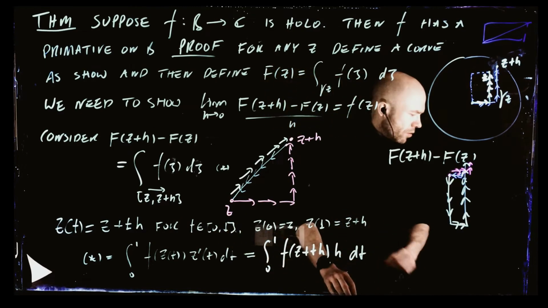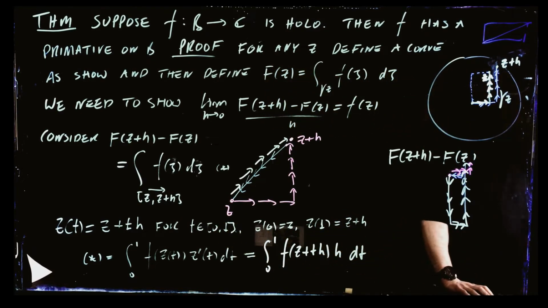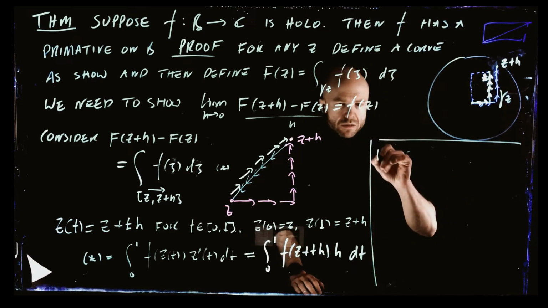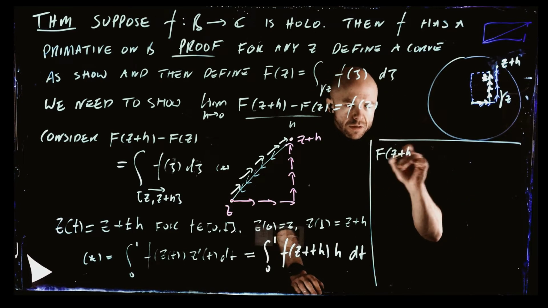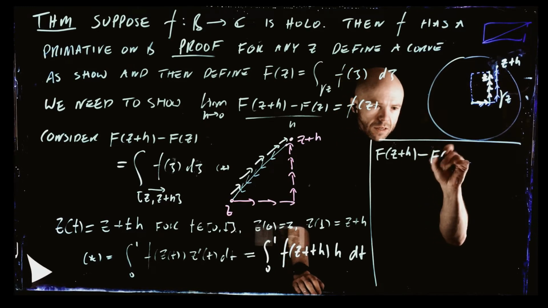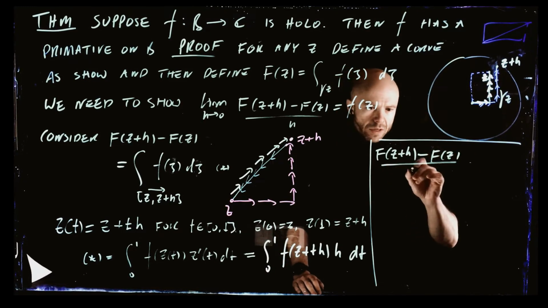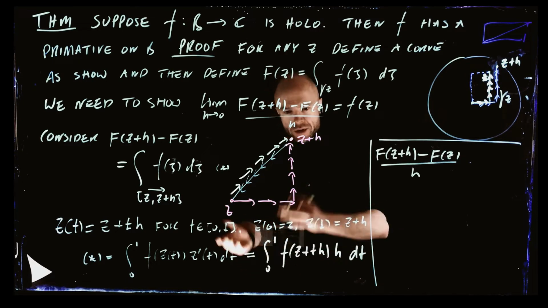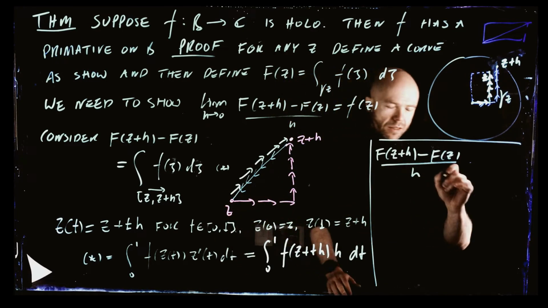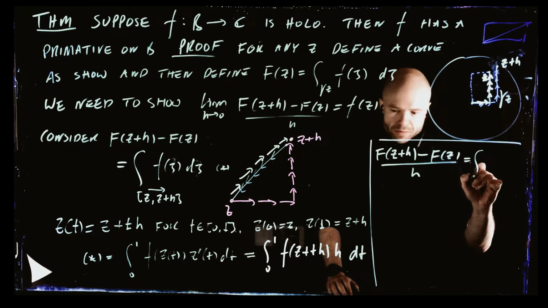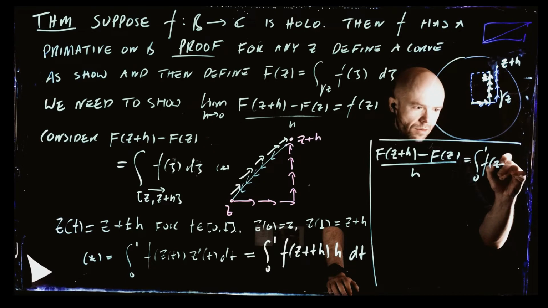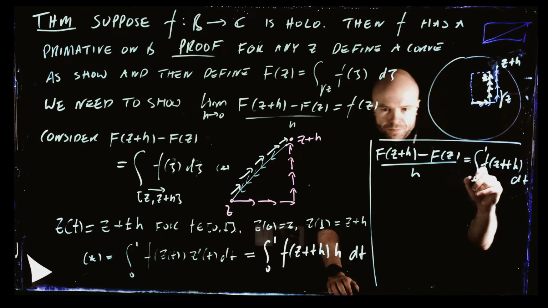Let's erase this thing. So F of z plus h minus F of z over h. We divide by h. This h is not part of the integral. We just pull it out, right? It's just some complex number. So then this thing is just the same as the integral from 0 to 1 of little f of z plus t times h dt.